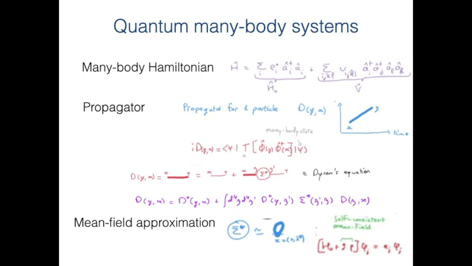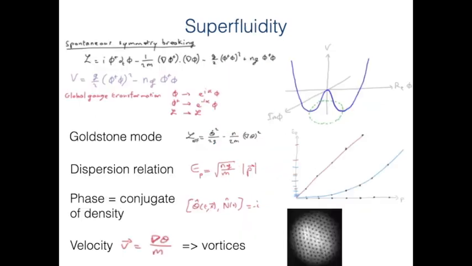We saw that this propagator obeys the Dyson equation, so that's an exact equation, and which can be solved approximately when we use a mean field approximation. And in this case, we end up with a set of single particle Schrödinger-like equations with a mean field describing the average interaction of each particle with their surrounding particles. So that's a self-consistent equation, where the mean field depends on the density of the system.